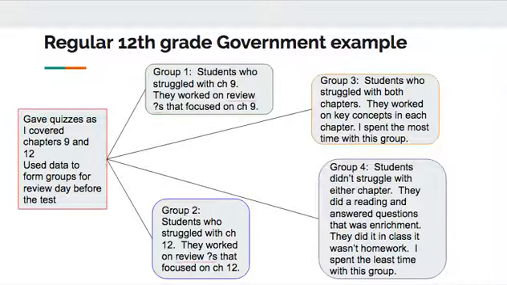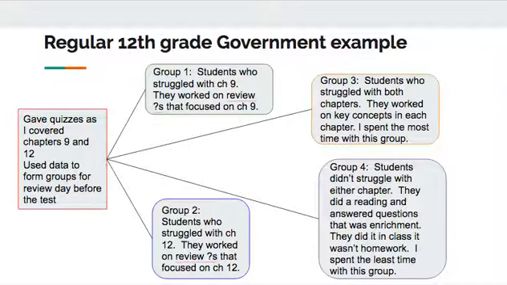Another example from my 12th grade regular government class: they did not read the chapter as independently as my AP kids did, so I did not give quizzes, for example, at the beginning of the unit. I would give quizzes after we had covered the content. I gave quizzes on chapters 9 and 12, but we always would spend a day or two reviewing for the actual exam.